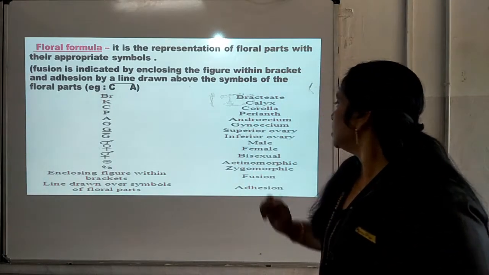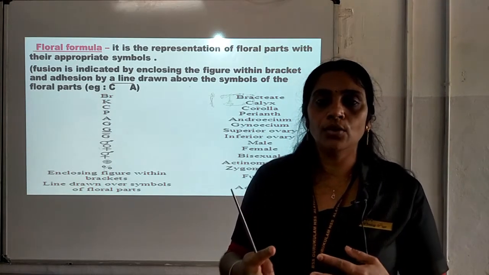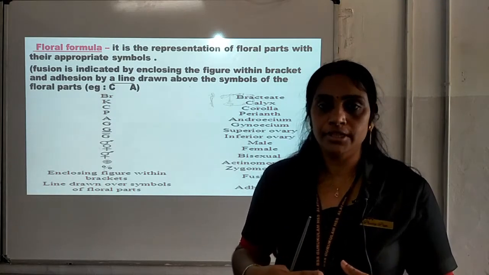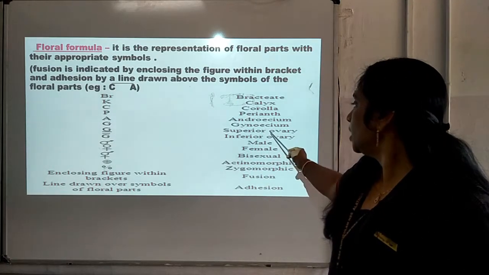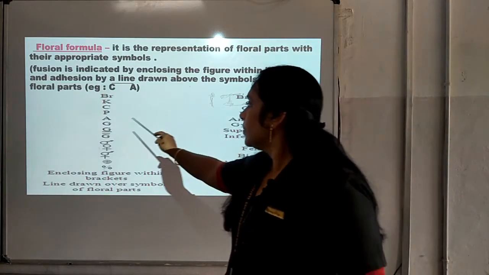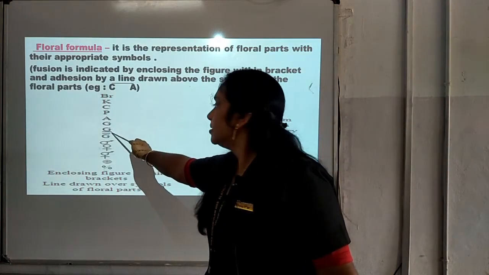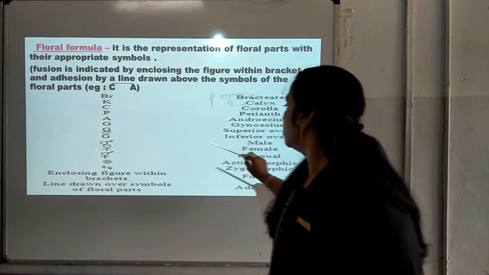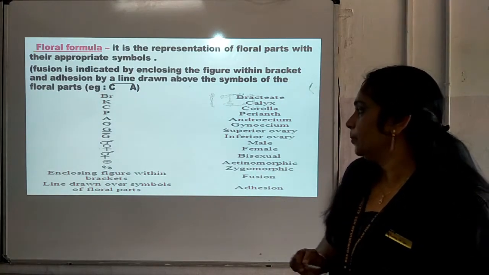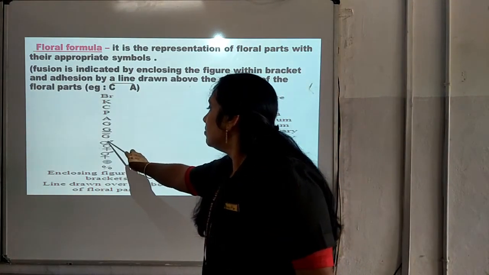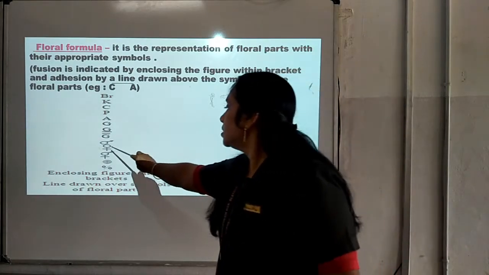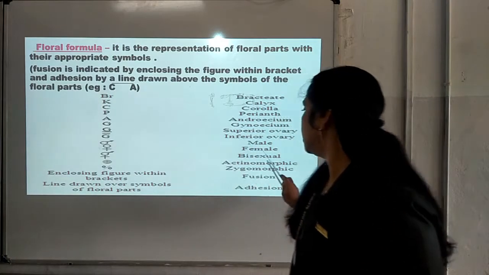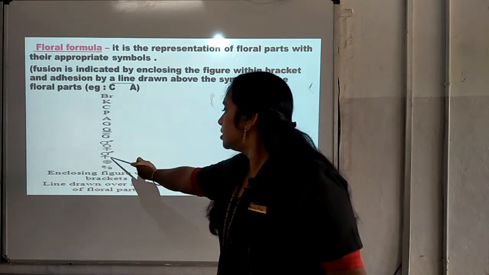If the gynoecium is superior, already we have studied what is superior ovary, what is inferior ovary, what is half superior, half inferior ovary, isn't it? So, on the basis of superior, inferior ovary, we can say that if a line is below G, it is called superior ovary. If the line is above G, it is said to be inferior ovary. Now, this symbol is for male, this symbol is for female, and we know that for bisexual the symbol is this one.